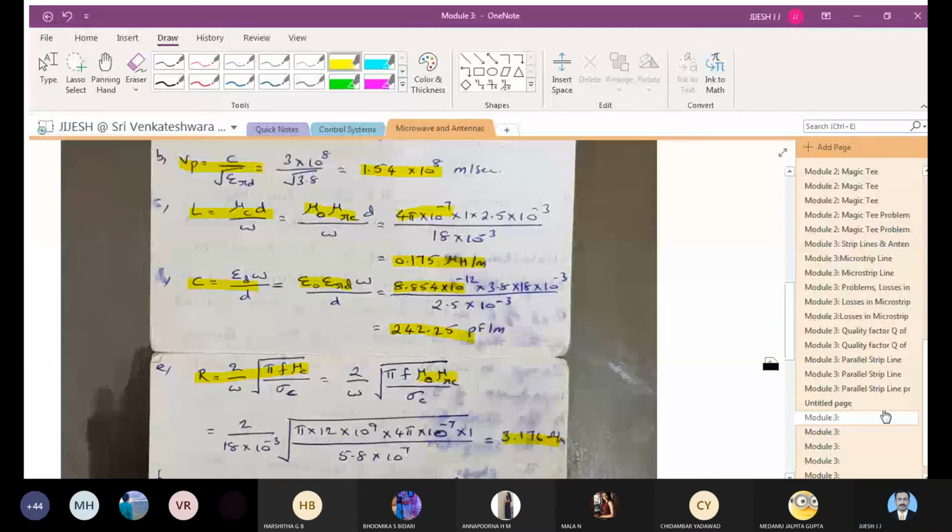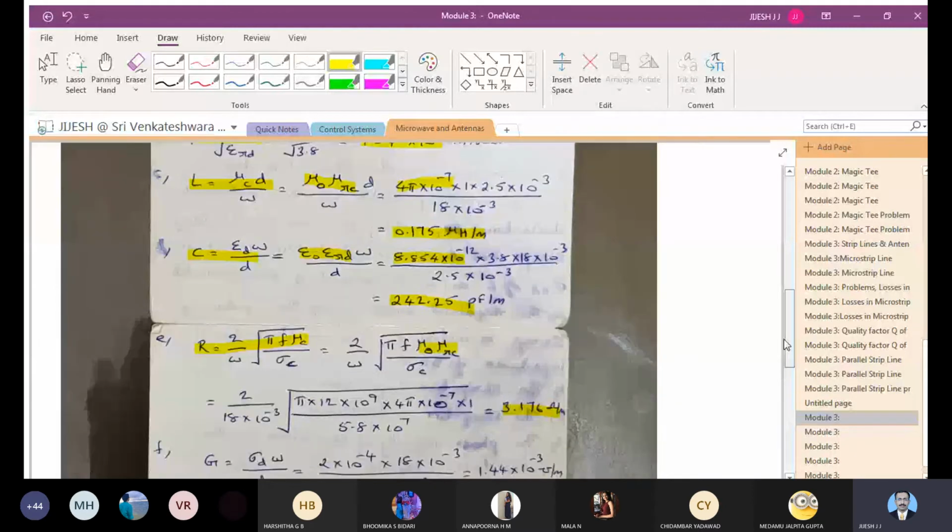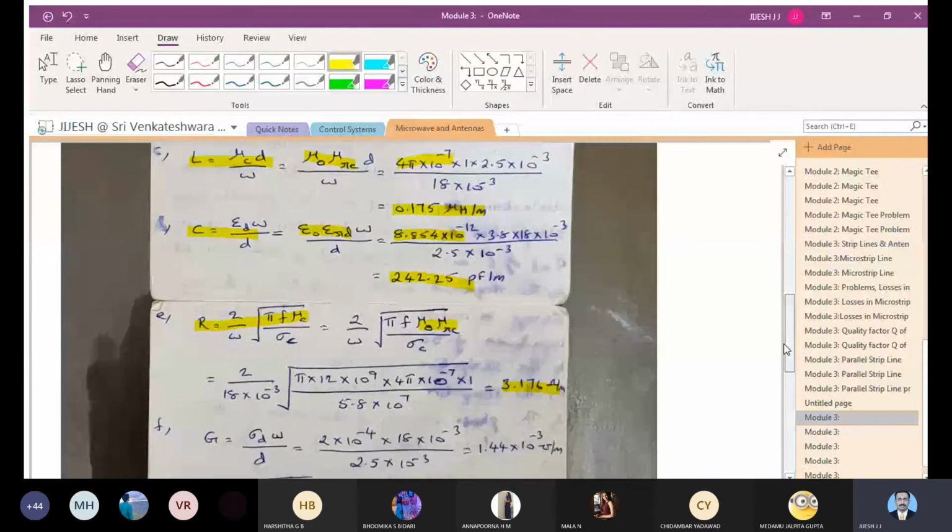Bhumika. Sir, is it 3.17, sir? Yeah, 3.17 is correct. So R is 3.176. So next you can do G. You can use the equation sigma d by w, sigma dw by t, and you will get it as 1.44 into 10 to the power of 3 ohm per meter. So do it fast.